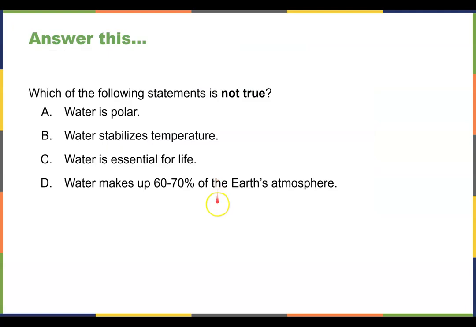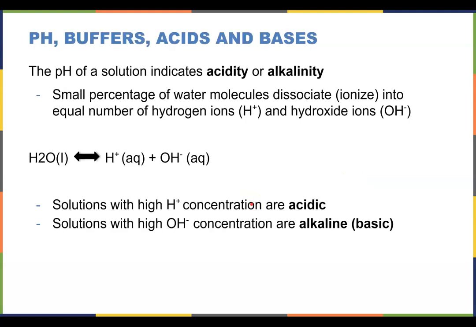Okay, so answer this question. Which of the following statements is not true? It would be D. Water makes up 60 to 70% of Earth's atmosphere. This should say the human body. Okay. pH buffers acids, bases.